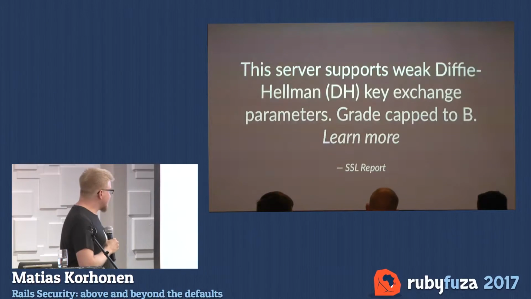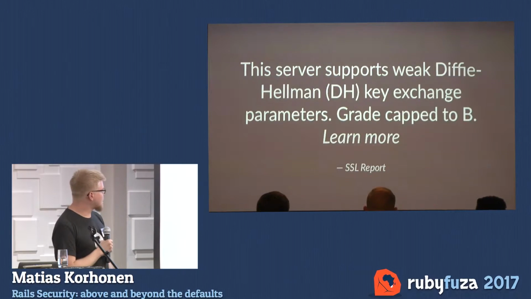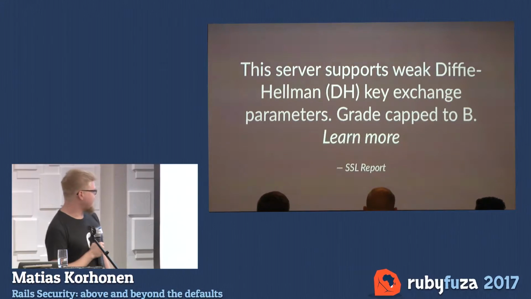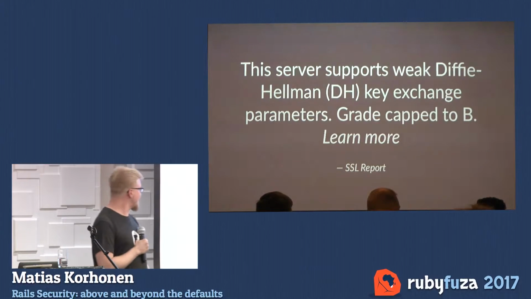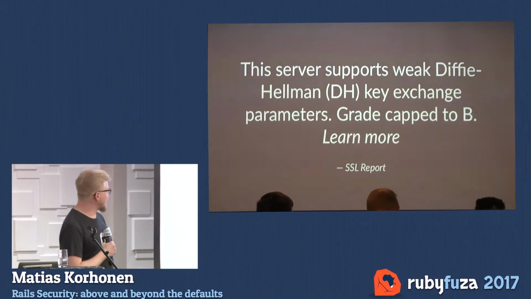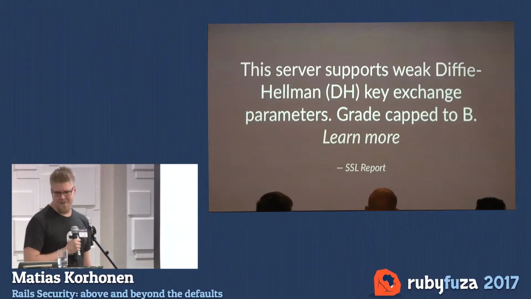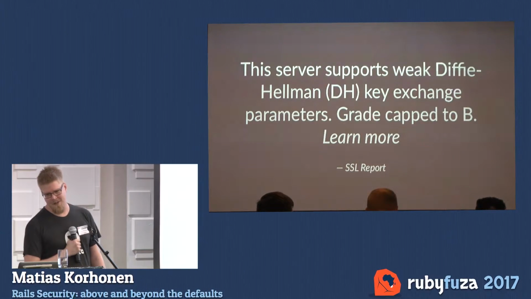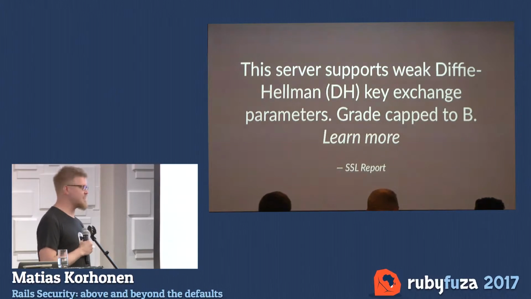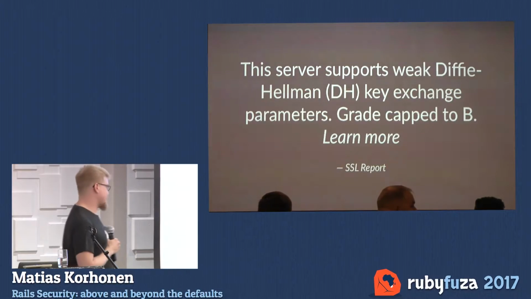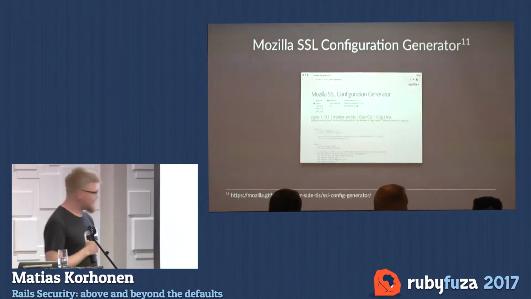But how? If we look at the previous screenshot, there's a bit of text there that says, this server supports weak Diffie-Hellman (DH) key exchange parameters, grade capped to B, which is pretty opaque, at least to me. And if you click on the handy Learn More link, we get to learn all sorts of fancy things about Logjam and FREAK attacks and DHE export ciphers and elliptic curve Diffie-Hellman key exchanges and prime numbers. But luckily, there's a shortcut. We don't need to read all that.